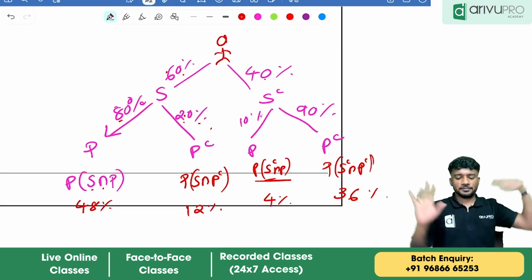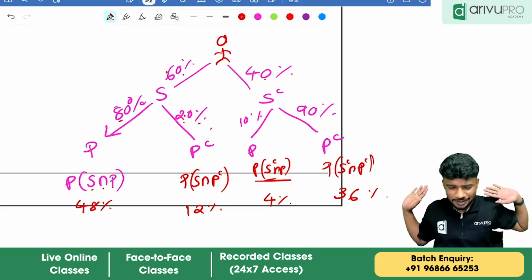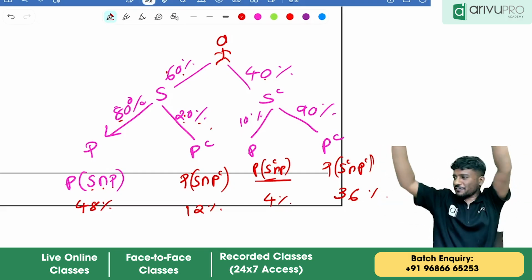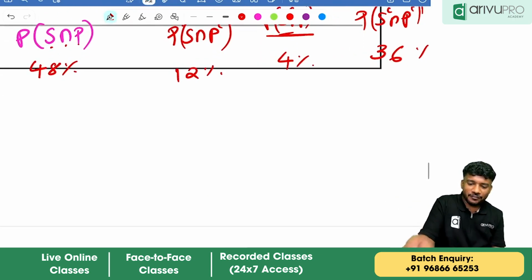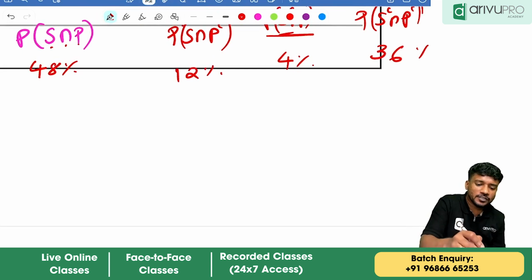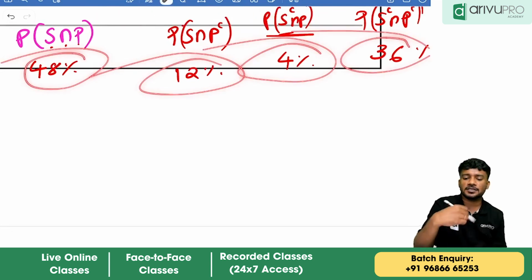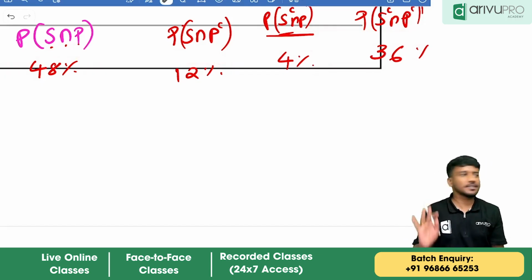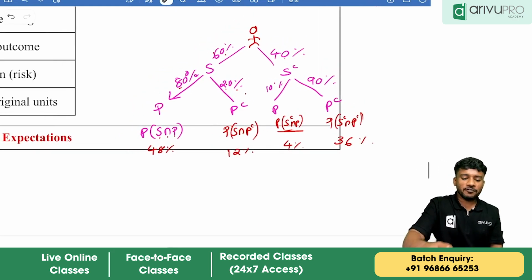You tell me. Is this clear? Is this clear? Shake, is this clear? Is the tree clear for you? I just kept everything from the beginning to the end. Now, one important thing is, if you add all of this together, 48% plus 12% plus 4% plus 36% is equal to how much? 100%. At the end, anyway, the total probability should be what? 100%.